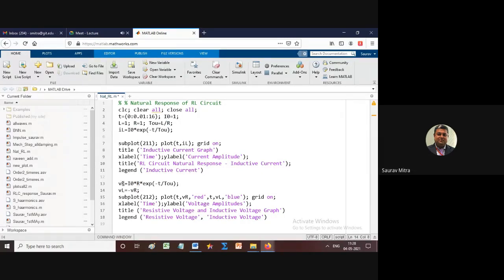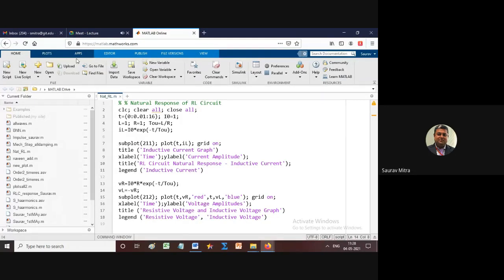You know what is VR, and you know that VL is equal to minus VR, because I had shown you that the inductance and the resistance form a loop, and the net voltage in that loop is equal to 0. So if the voltage across the resistance is VR, the voltage across the inductor will be minus VR, that is VL. So this is a subplot. VR is given in red and VL is given in blue. Then grid on, which shows the grid in the graph. X label, Y label, title: resistive voltage and inductive voltage graph. Legend: resistive voltage is given by red, and inductive voltage is given by blue. All those things you can find.